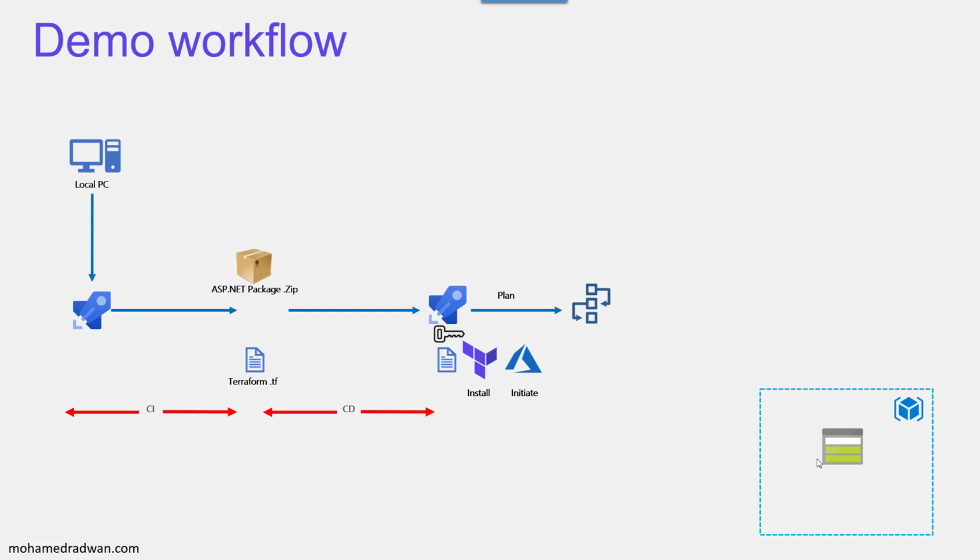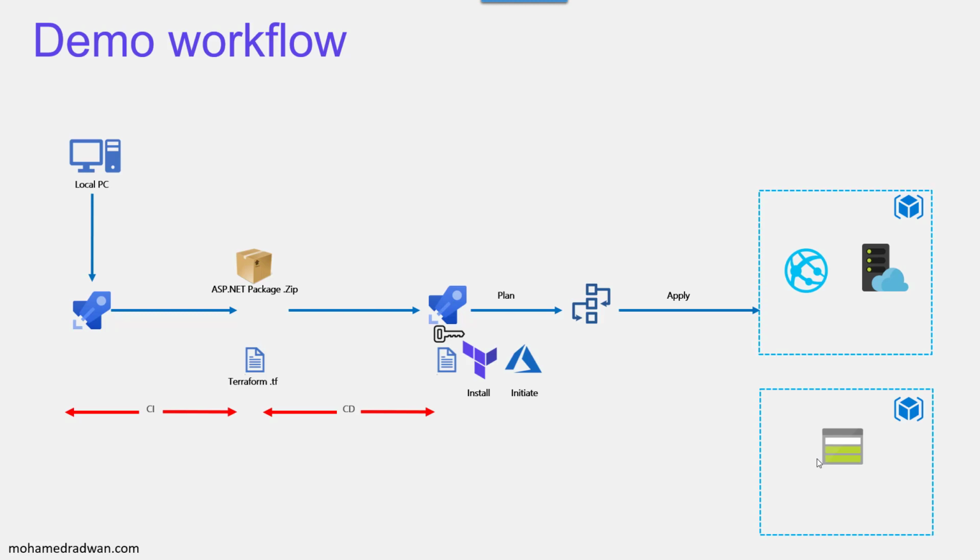Once this is complete, the plan command will be executed, which transforms, generates, or compiles the Terraform configuration file into an execution plan that describes the complete infrastructure and the desired state for that infrastructure. Then the apply command runs the execution plan, which will start creating the infrastructure and the desired state. It will start by creating an Azure Service Plan and then a web app.